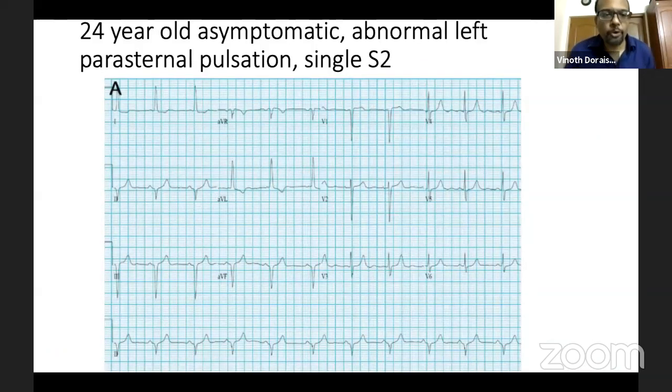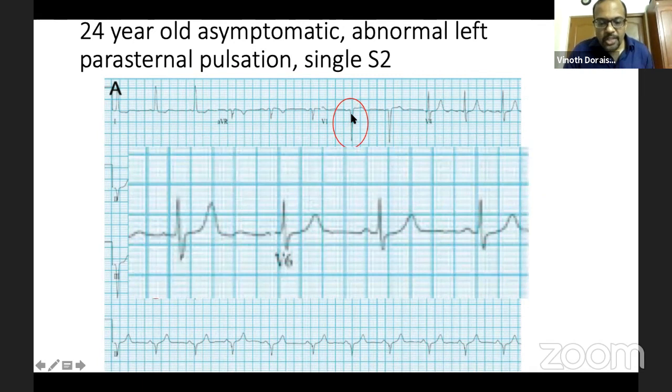This is a 24-year-old asymptomatic patient with abnormal left parasternal pulsation and a single S2. When he has a single S2, he more likely has a congenital heart disease. First, the abnormalities in this ECG: lead one is positive and lead aVF is negative, so it is a left axis deviation. Then you have deep Q waves or a QS pattern in the inferior leads, 2, 3, aVF, and in V1.